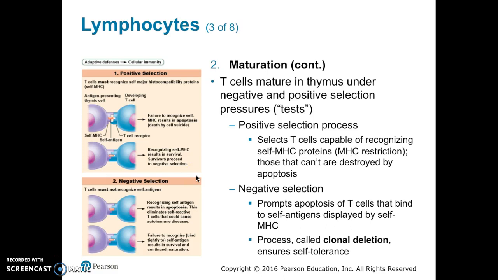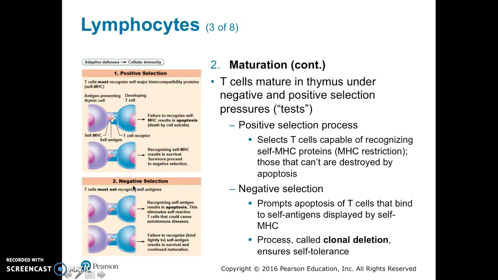The positive selection process selects T cells capable of recognizing self-MHC proteins. The T cells that can't recognize self-MHC proteins are destroyed by apoptosis. Those T cells that do recognize self-MHC proteins proceed to the negative selection process. So first we have the positive, and if they survive this, then they get to go to the negative.